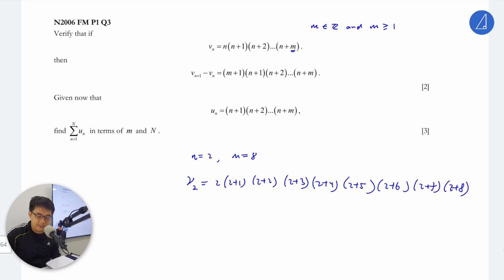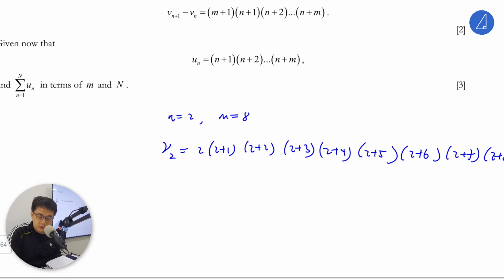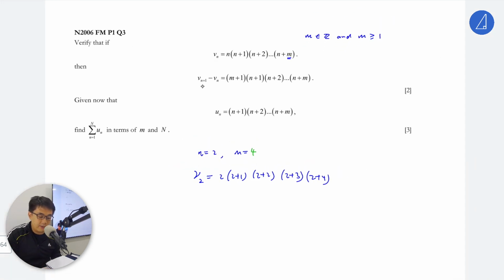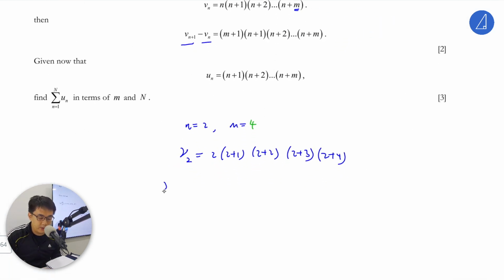So for example, now, because it's too much to write, can I put m as 5? Okay, maybe I put 4, lazy to write. Then I just erase this whole thing here. Is that okay? n equals to 2. So now we are talking about Vn plus 1 minus Vn. If I put n equals to 2, this will be V3 minus V2.